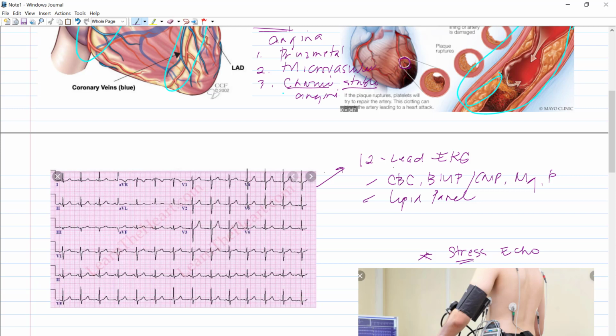So this is purely for CAD. And of course, if your patient has possible MI, then there will be more diagnostic tests that we can add for the blood tests.